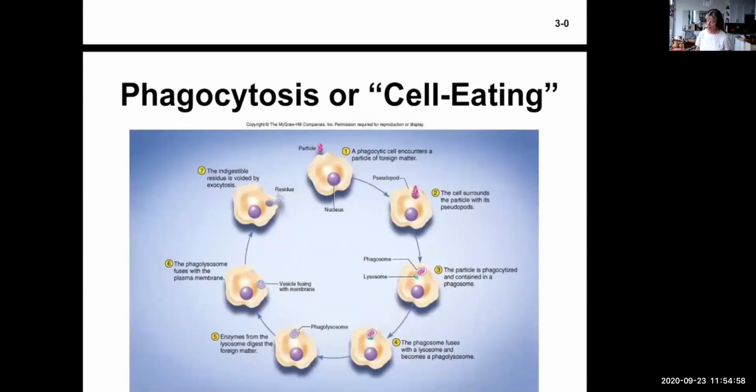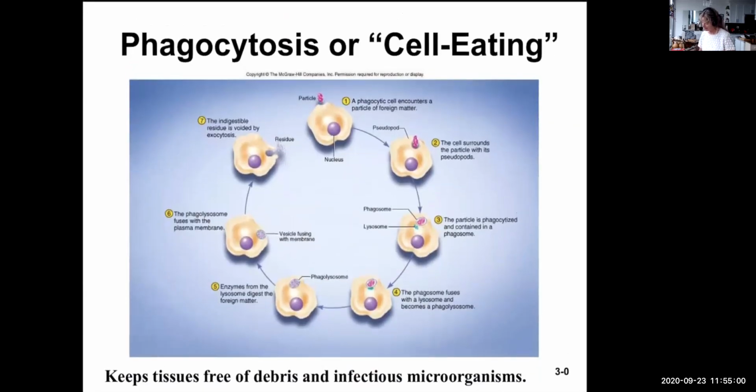So here's phagocytosis, also known as cell eating. So here's a phagocyte and a little particle. And the phagocyte starts to build these pseudopods. Pseudo means false, pods is feet. It starts to build through cytoplasmic streaming and changing its cytoskeleton somewhat, and starts to surround the particle. They're called pseudopods.